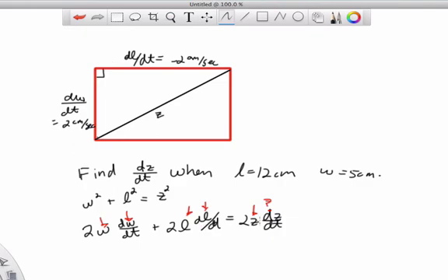And once I plug everything in, you can find dz dt. So I'm going to leave that up to you to figure out the rest, and we can talk about it in class.